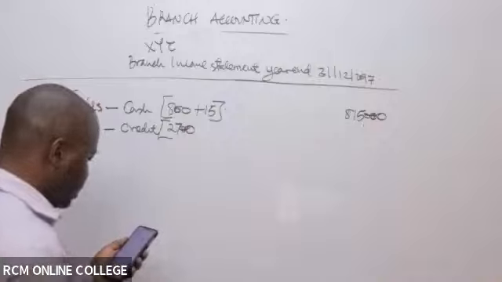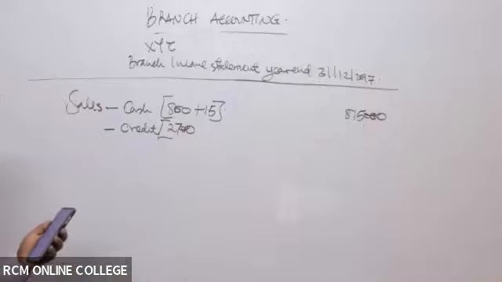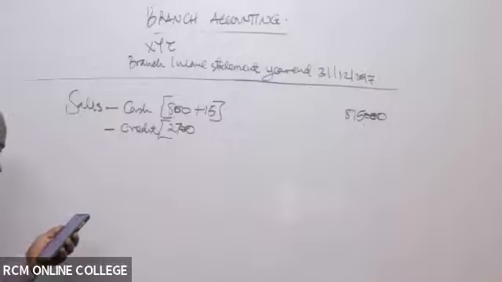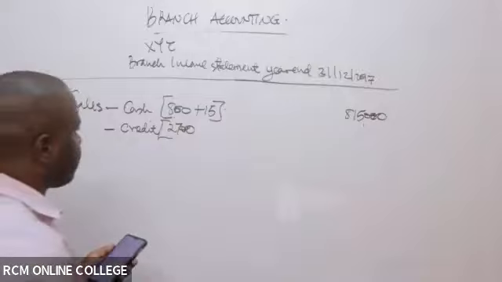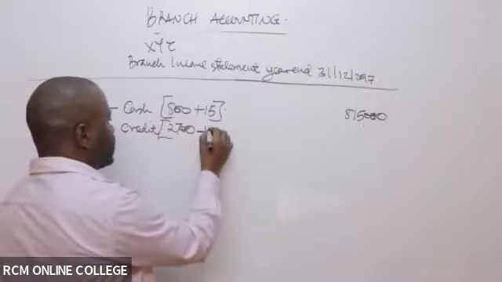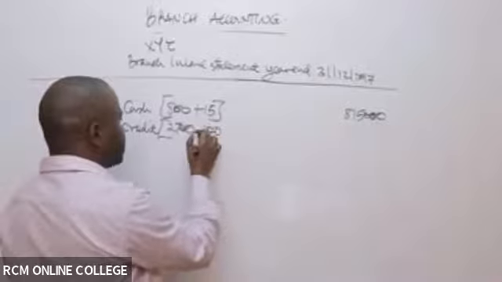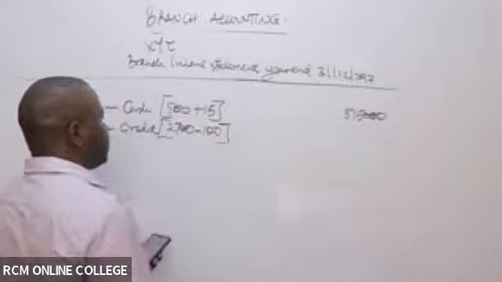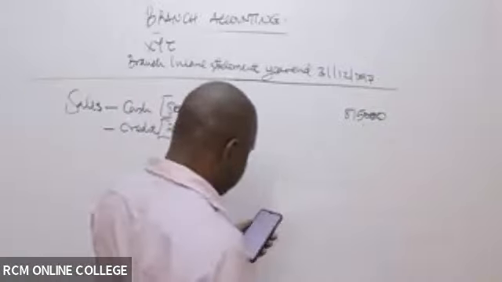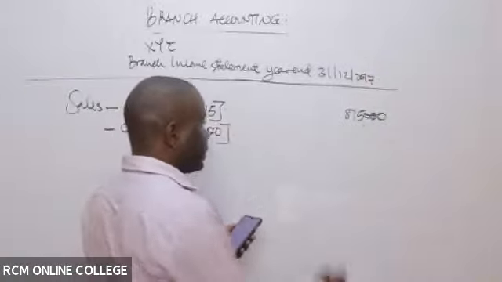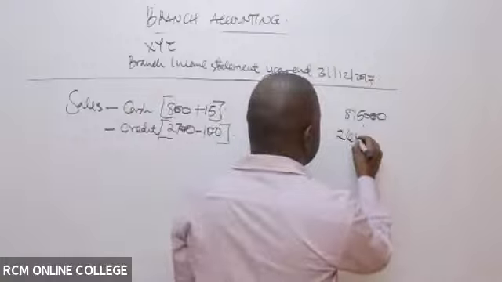Then also you have credit sales of 2,700,000. But remember, you're told of returns from customers to the branch. So these sales are reduced by 100,000 because they made returns of 100,000. So that basically comes to, is it 2.6? I think it is 2.6 million, 2,600,000.